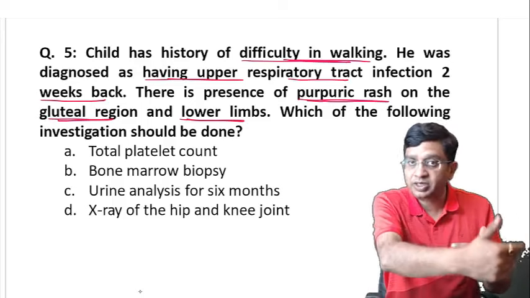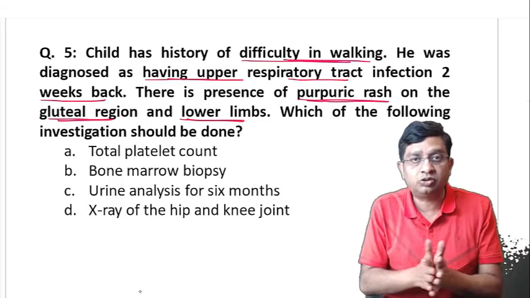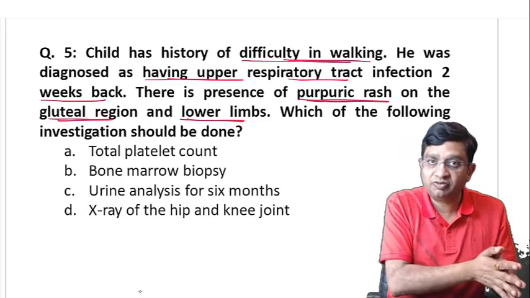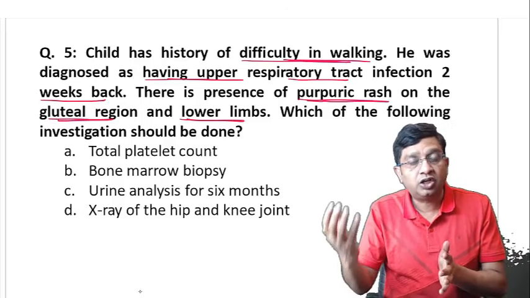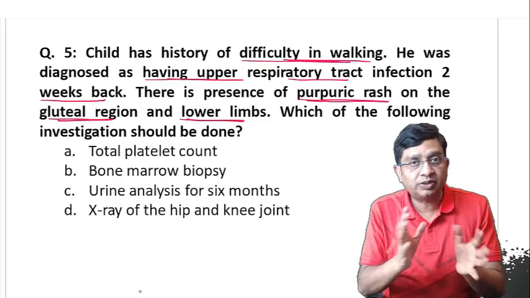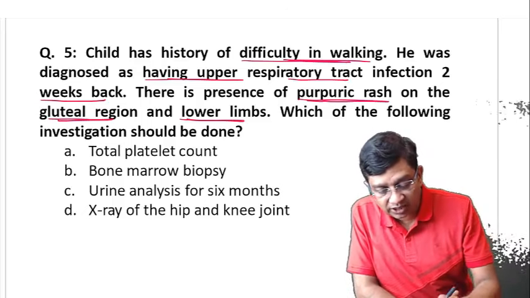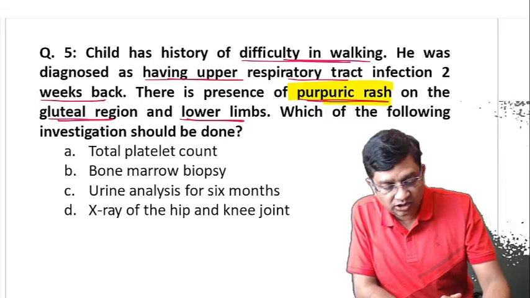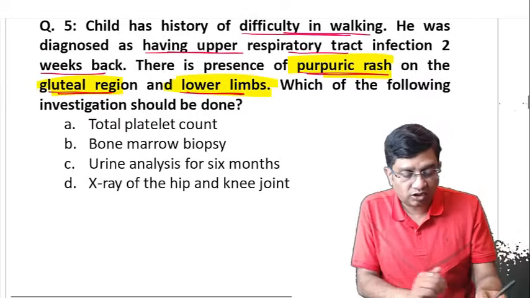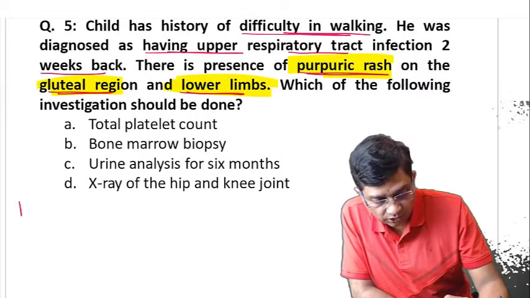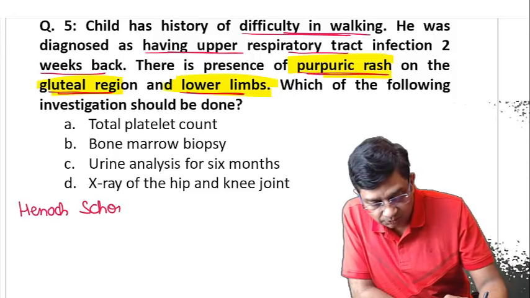Now the child has an upper respiratory infection, is not able to walk, arthritis. If we only go this much, this can be rheumatic fever, and particularly Henoch-Schönlein purpura. Both of them can have the same presentation. But there is presence of purpuric rash on the gluteal region and the lower limbs. This goes in favor of Henoch-Schönlein purpura.